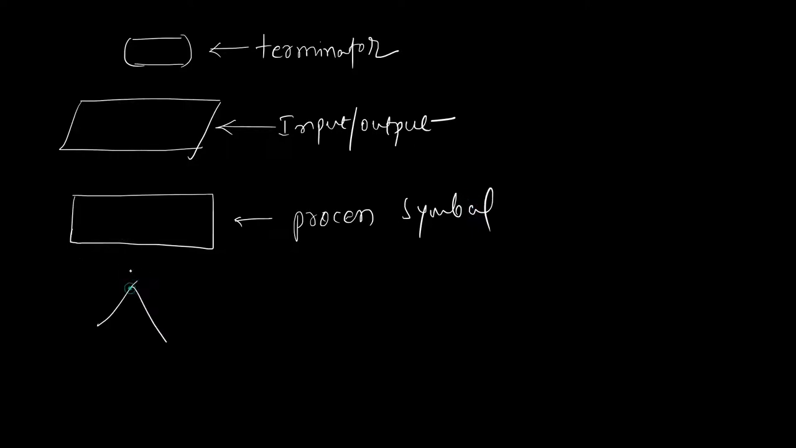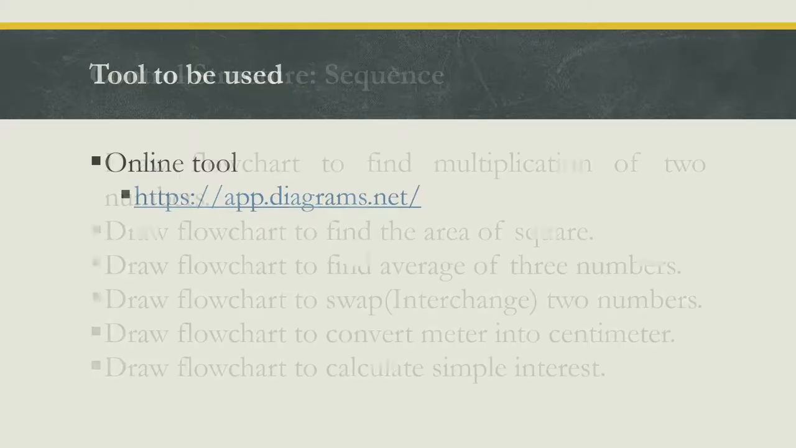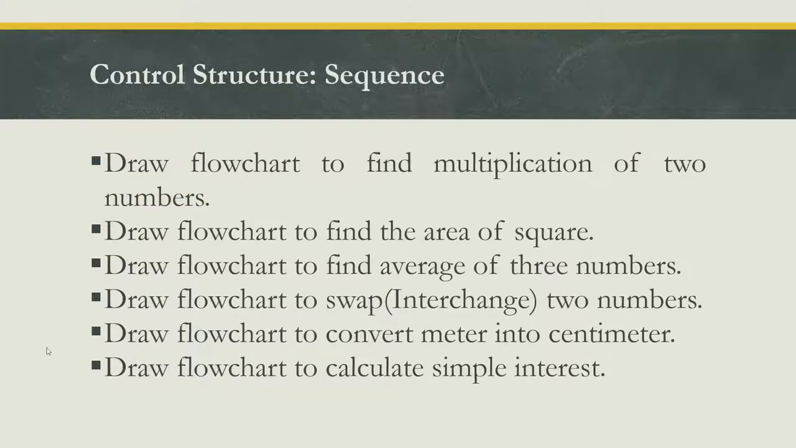There is one more symbol which you have to use for decision purposes, the decision symbol. There are also flow lines to indicate the flow. So: terminator symbol, input output symbol, process symbol, decision symbol, and flow lines. Okay, so let's start with the first problem. These are the problems that I will discuss during this lecture.